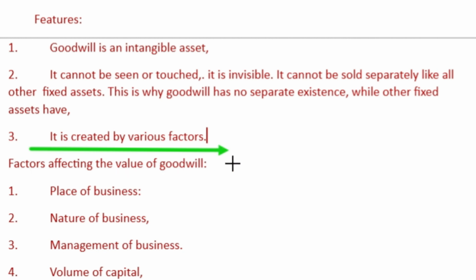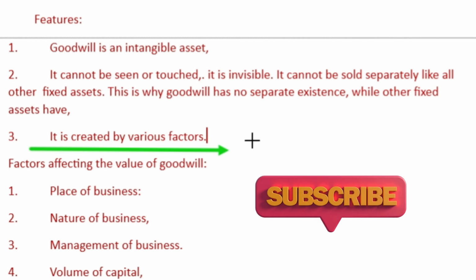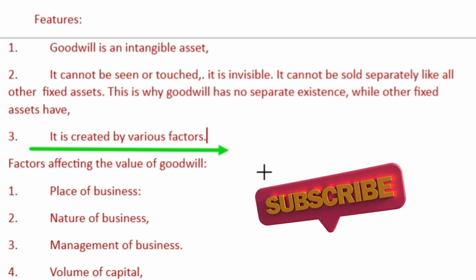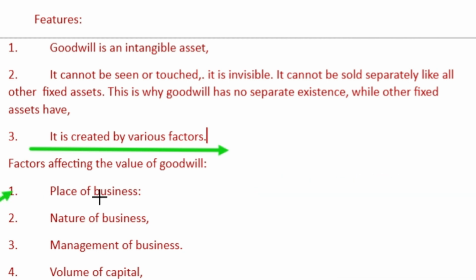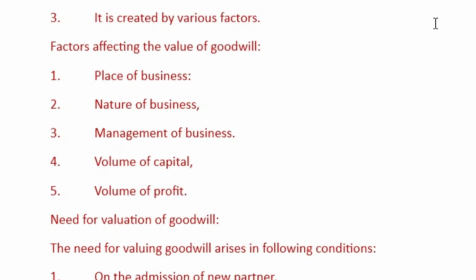There are certain factors which influence the value of goodwill, increasing or decreasing the amount of goodwill when we express it in monetary terms. The first is the place of business, a very important factor. If a business unit is located in an area with easy accessibility to raw materials, market, and financial institutions, and is linked to a good transport and communication network, it enjoys a lot of advantage and the value of goodwill increases.